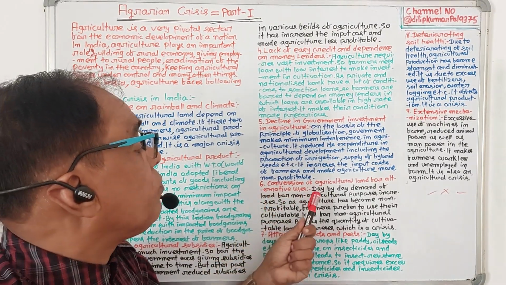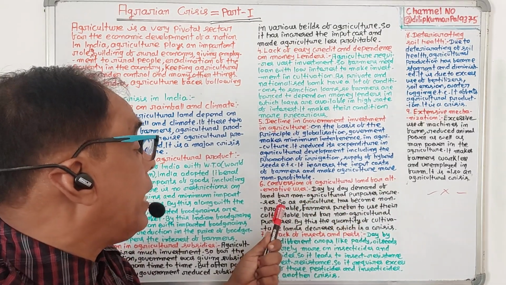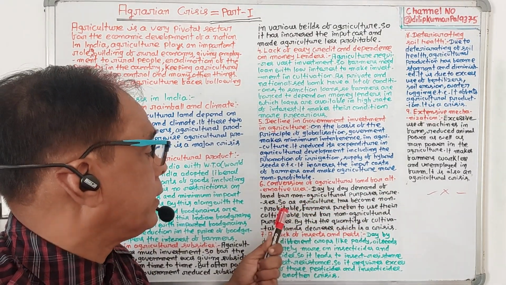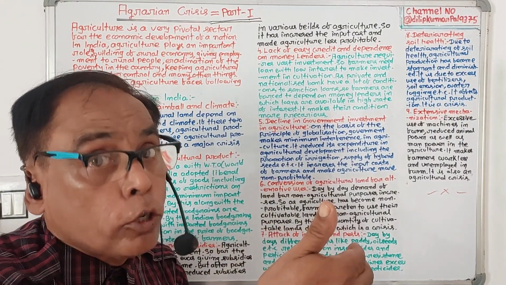6. Conversion of agricultural land for alternative purposes. Day by day, the demand for land for non-agricultural purposes increases. Conversion of agricultural land into non-agricultural purposes.